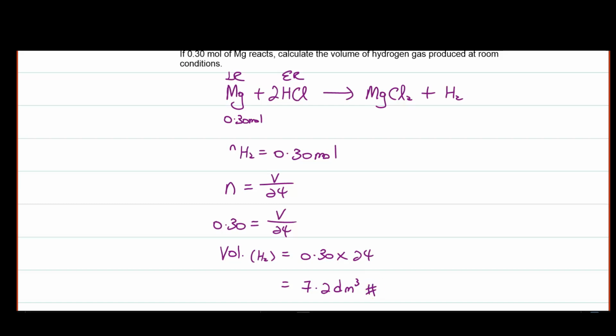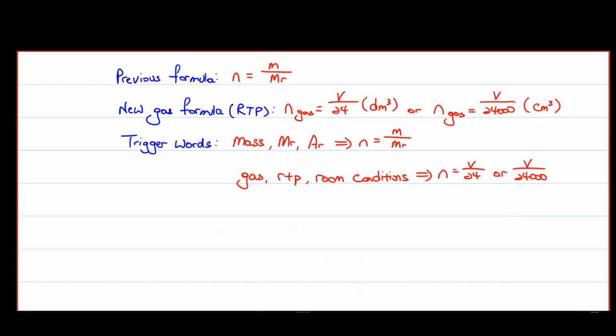So today we built on the previous video. Previously, we learned N is equal to mass over MR. Today, we added the gas volume at room conditions. The formulas are N is equal to V over 24 or V over 24,000. Learn to recognize trigger words such as mass, MR, AR, gas, RTP, room conditions. Then decide the correct sequence of which formula to use, and always try to find the moles first.